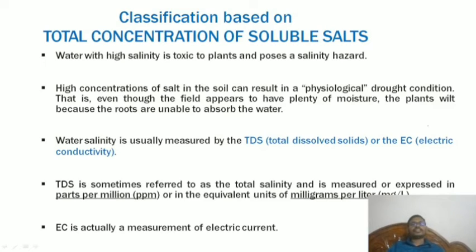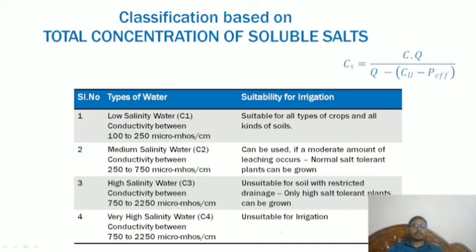Now, the classification based on total concentration of soluble salts: water with high salinity is toxic to plants and possesses a salinity hazard. High concentration of salt in the soil can result in physiological drought conditions. Water salinity is usually measured by TDS, total dissolved solids, or by EC, electrical conductivity. TDS is sometimes referred to as the total salinity and is expressed in ppm, that is, parts per million. EC is actually a measurement of electric current.